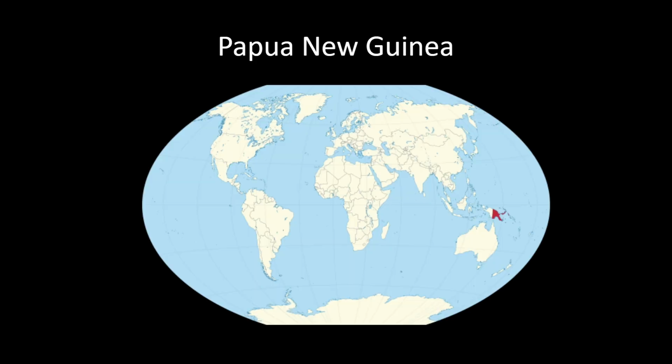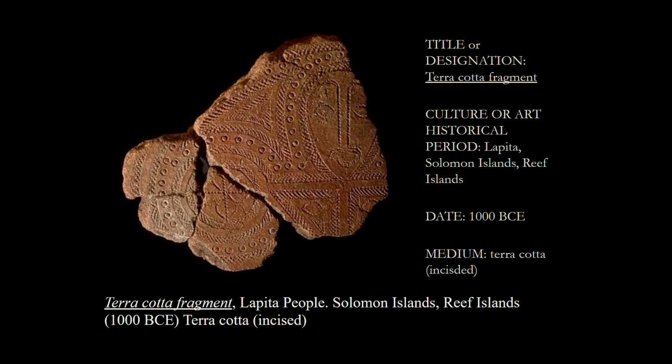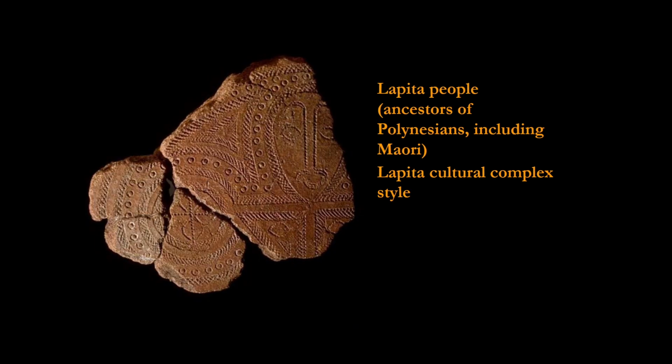Okay, heading over to Papua New Guinea and our terracotta fragment. So again, this is baked clay. It hardens once it's fired. It's lasted the test of time. And this is from the Lapita people. These are ancestors of modern-day Polynesians, including the Maori of New Zealand. And it indicates the complex cultural style that is still used today.